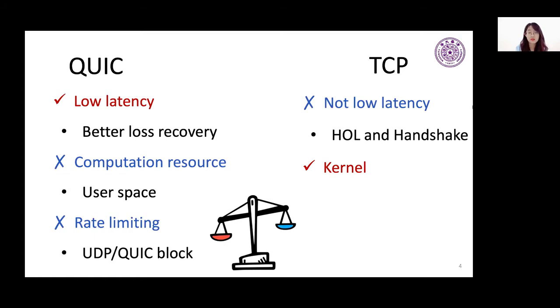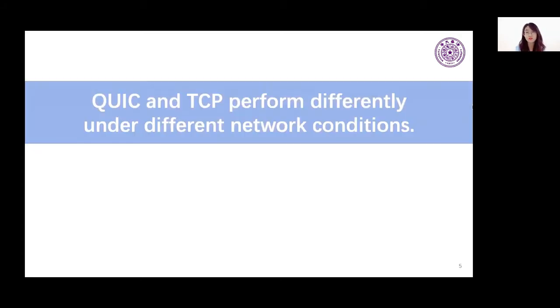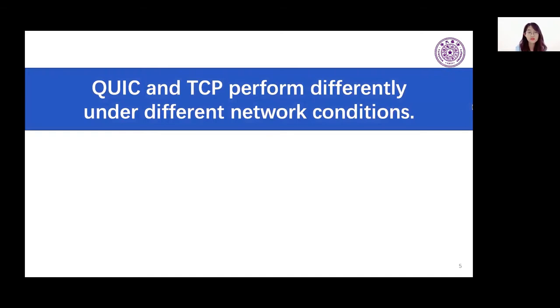Also, QUIC adopts UDP. Since UDP traffic is more likely to be adopted as malicious attack traffic, ISP gateways or home routers might have additional QoS strategies by randomly dropping, rate limiting, or even blocking UDP traffic. This further affects the performance of QUIC. Therefore, under different network conditions, QUIC and TCP perform differently.